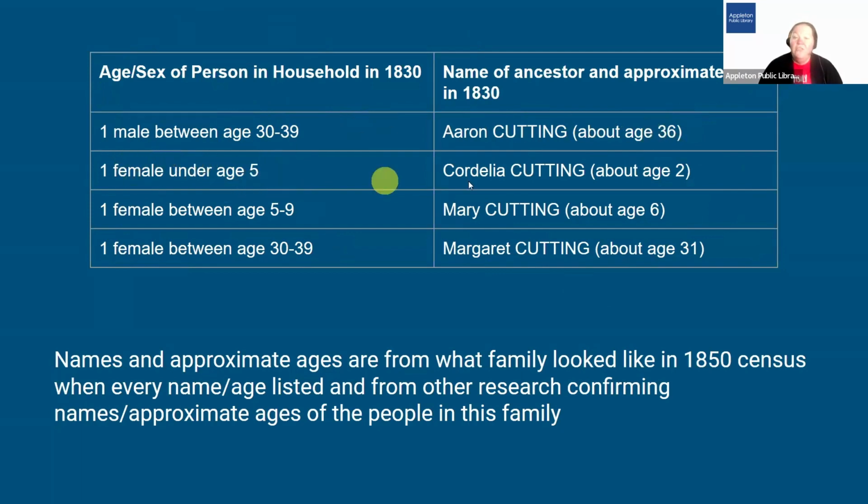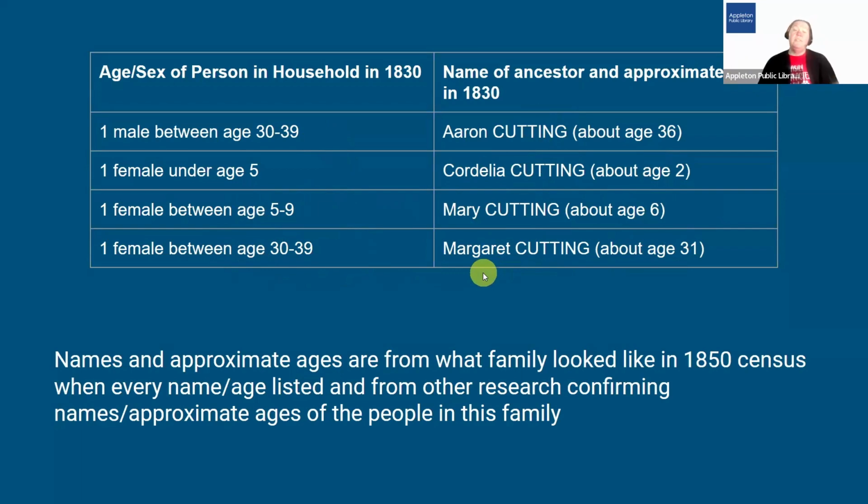There's a female under the age of 5. Well, I know that they had a daughter named Cordelia, who was about age 2 at the time. Well, that matches. Mary is another one of the daughters. She would be about 6. And look at that, there's a female between age 5 and 9. That makes sense. And then there's one more female between age 30 and 39. And I know the mom of Mary and Cordelia, Margaret, she would be about age 31. So all of these tick marks are fitting with these people in the family and what their ages would be. So for me, this makes sense that this is my family that I'm looking for.